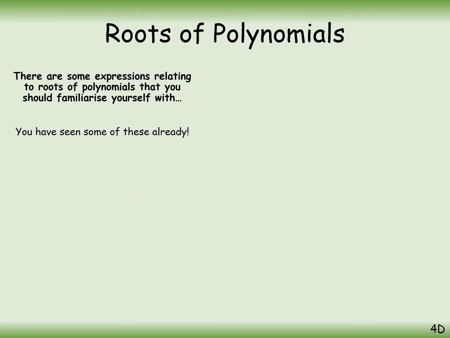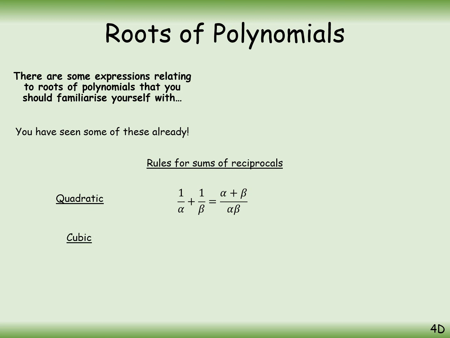So if we look at the rules for the sum of the reciprocals, we've seen this first one previously on quadratics. 1 over alpha plus 1 over beta is alpha plus beta over alpha beta, because we rearranged it and solved the equation. And similarly with the cubic, if we have 1 over alpha plus 1 over beta plus 1 over gamma, then it's the sum of the doubles in the numerator divided by the product of all three in the denominator.